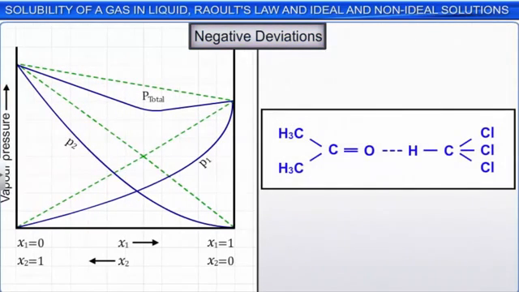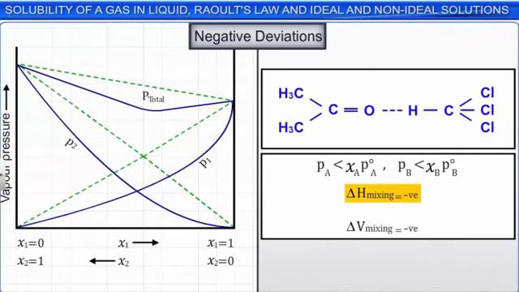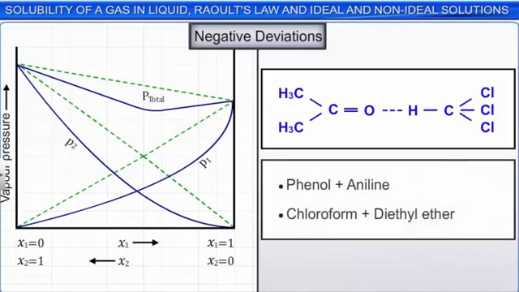As you can see here, formation of a H bond takes place between the chloroform and the acetone molecule. This decreases the escaping tendency of the individual molecules and results in negative deviation from Raoult's law. For the solutions exhibiting negative deviations, ΔH mixing and ΔV mixing both are negative. A few more examples of non-ideal solutions exhibiting negative deviations are phenol-aniline and chloroform-diethyl ether solutions.